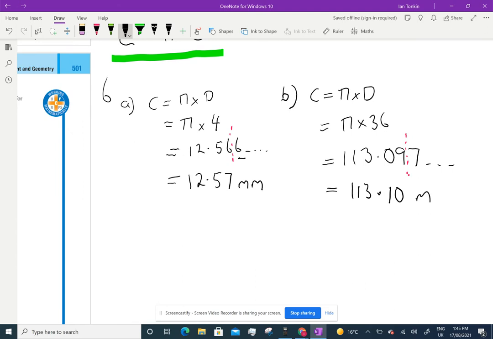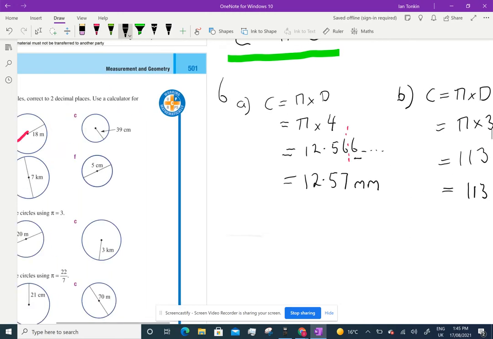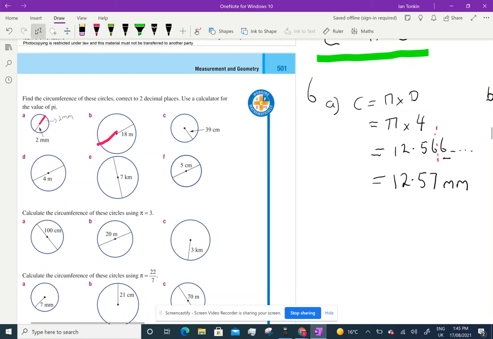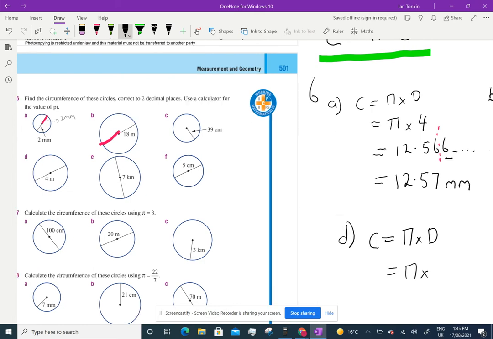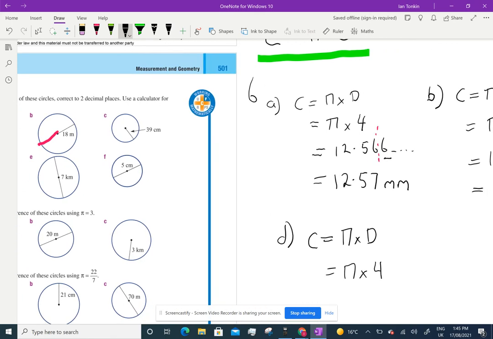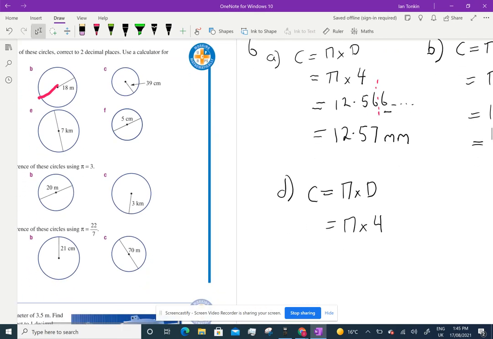Okay, now let's have a go at D. You can do C on your own. I'm going to go to D because these are terribly easy. These ones are actually easier. Pi times diameter. And here it's pi. And guess what? The diameter is 4. Well, it's exactly the same as the one above.